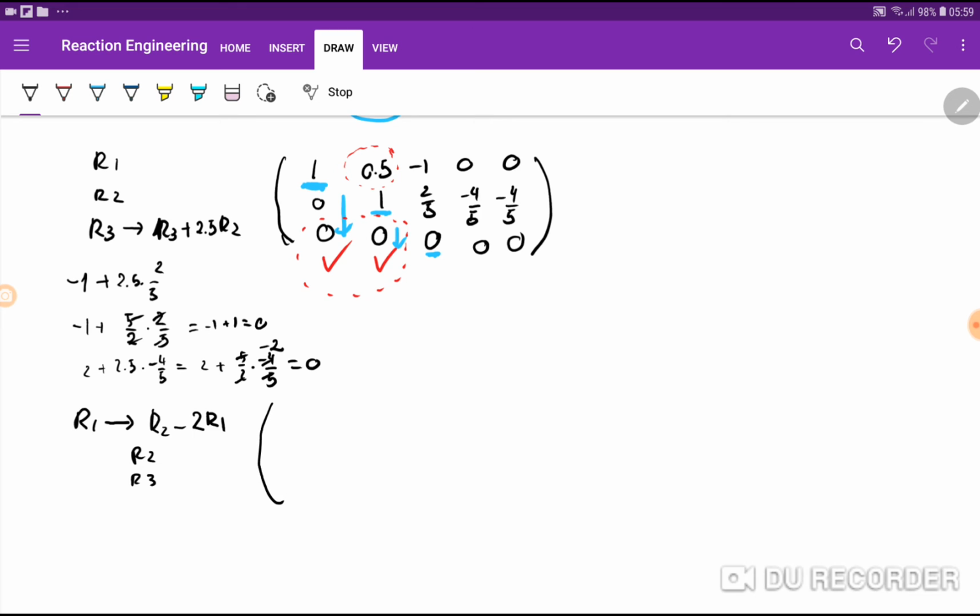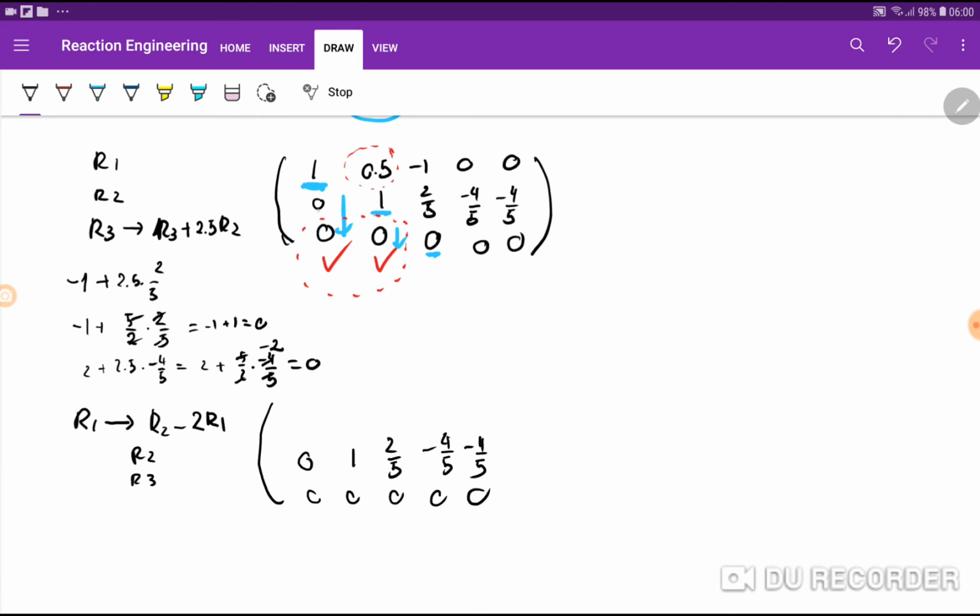Okay, I'm going to zoom in a little bit. R2, R3 is the same. I'm going to keep it that way. 5, -4/5, 0, 0, 0, 0, 0. Okay, so R1 replaces R2 minus 2R1. R2 is 0.